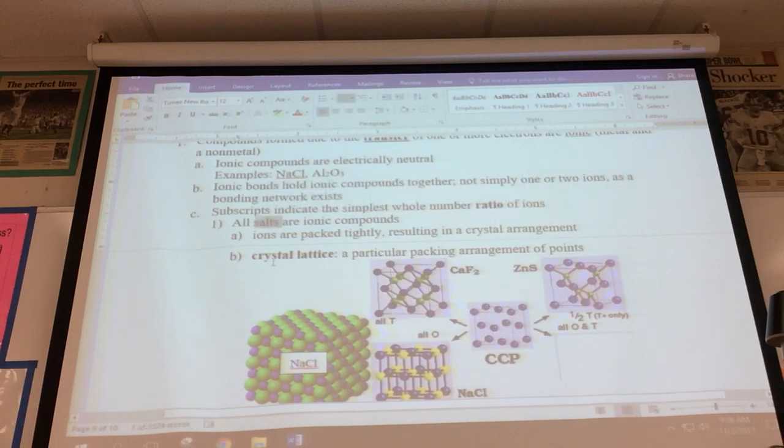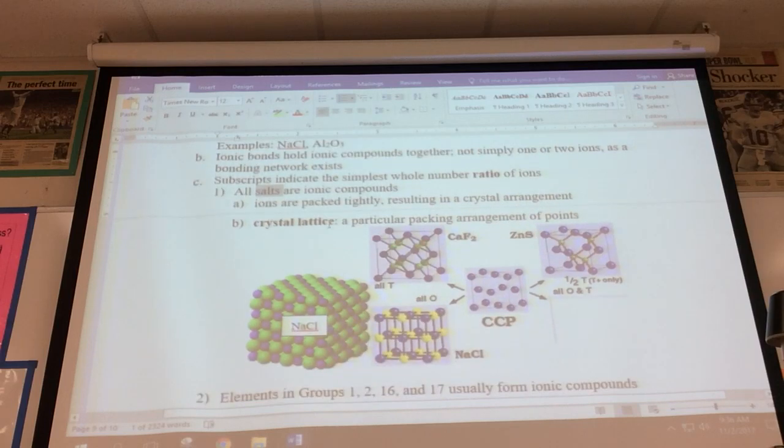Salts are ionic compounds. You'll see the ions are packed tightly together, resulting in a crystal arrangement. Some examples with the crystal lattice, the actual structure, are shown here. Sodium chloride, you don't just have one sodium ion to one chloride ion. You have a whole bunch, but however many sodium ions you have, you'll have an equal number of chloride ions. And you can see the structures shown here and here where you truly see that network that exists, similar to the jungle gym that I mentioned previously.